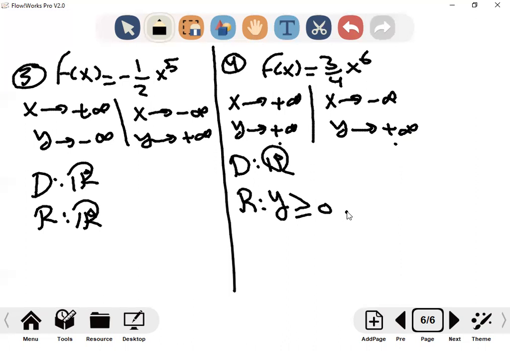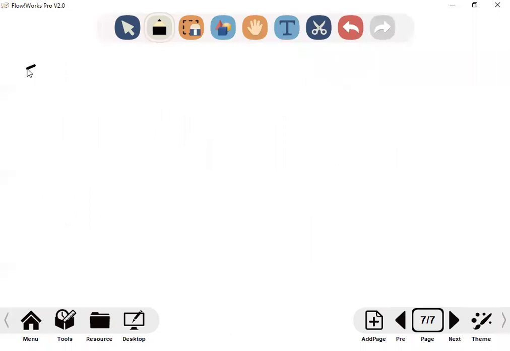Done? Done. Now question 5. The question says the shape of a parabolic. From the name, parabola, it is talking about a quadratic function here. The shape of a parabolic reflector inside a flashlight can be modeled by the given function. Question 5, f of x equal 4 over 3 x power of 2, right? The question wants: graph the function f of x and state the domain and the range.